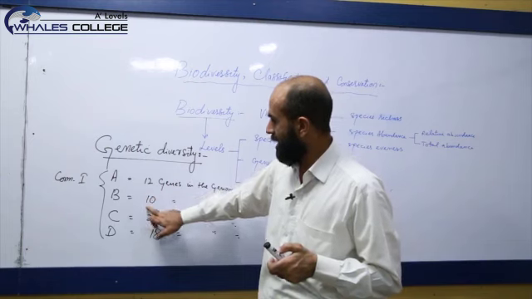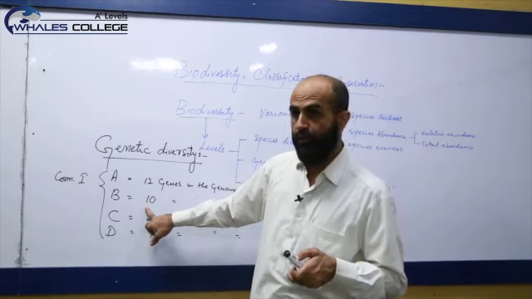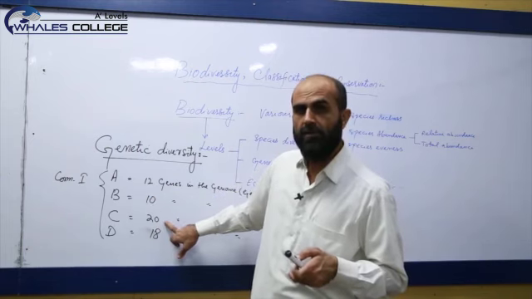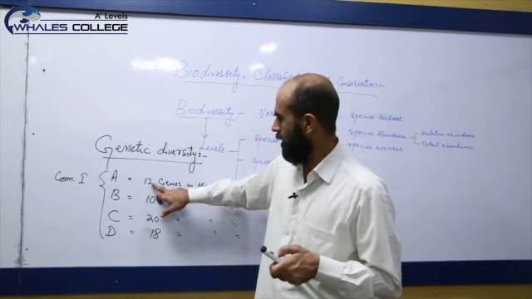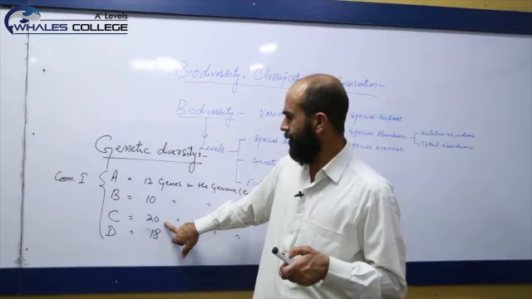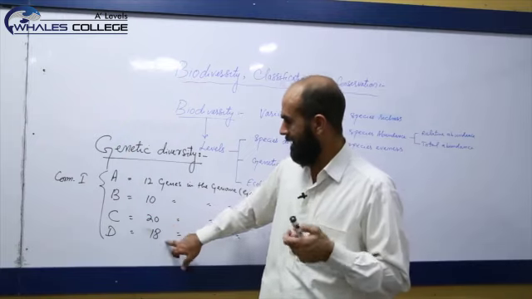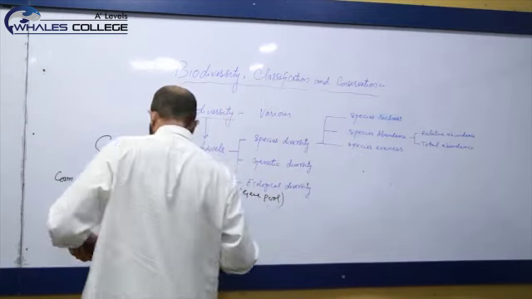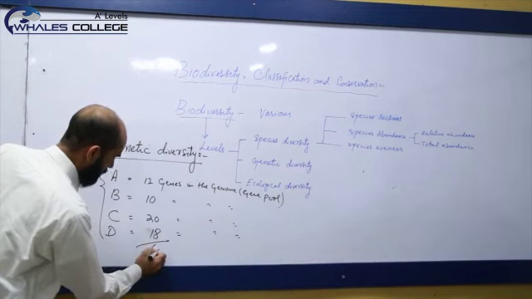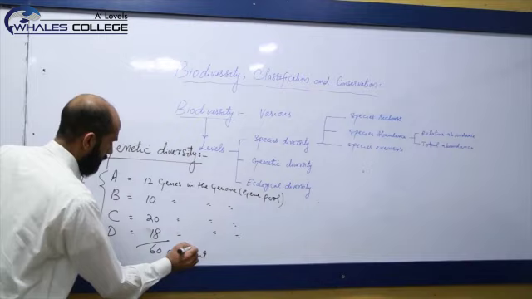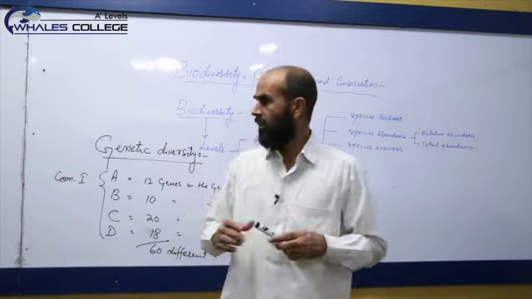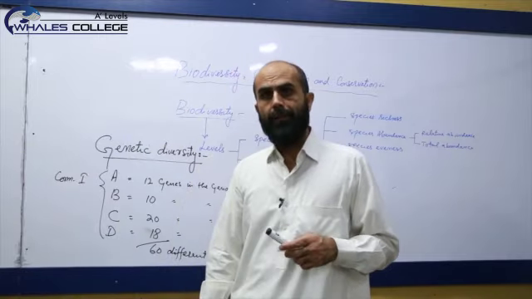So 12 plus 10 is 22, plus 20 is 42, plus 18 means 60. So we have 60 different genes in community 1.